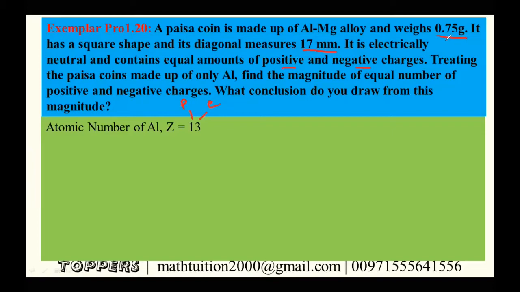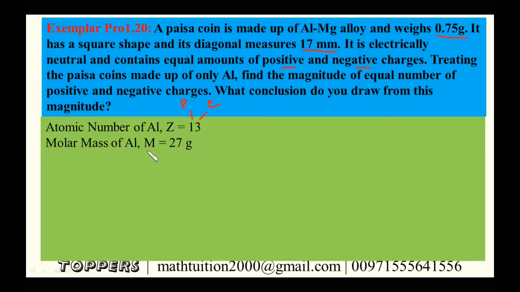If the mass is there, given mass divided by molar mass will give you the number of moles. Number of moles multiplied by Avogadro number will give you the number of particles. In this case, it is atoms, right? That number of atoms multiplied by atomic number, that is the number of electrons, will give you the number of negative charge. And since the proton number is also the same, that much positive charge will be there. You see, right? So let us do it.